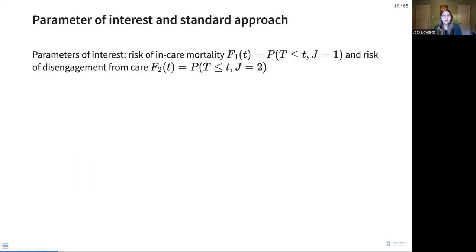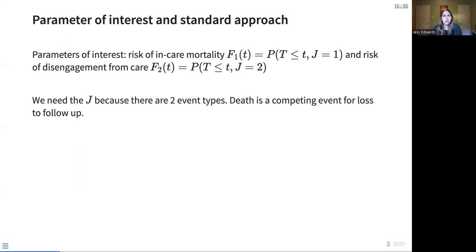The parameter of interest here was the risk, or the probability that the event time was less than t and that the event type was either death or disengagement from care. I'll be calling those F1 and F2. We need the J here because there are two event types. As I said, death is a competing event for loss to follow-up, and loss to follow-up is a competing event for death prior to loss to follow-up.